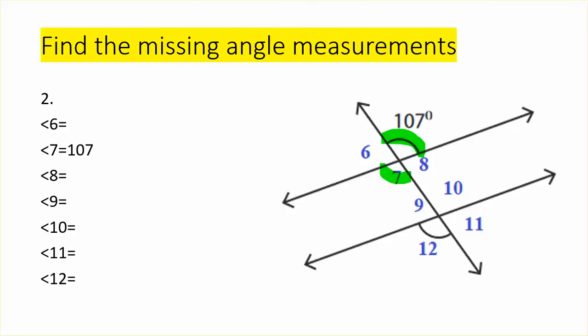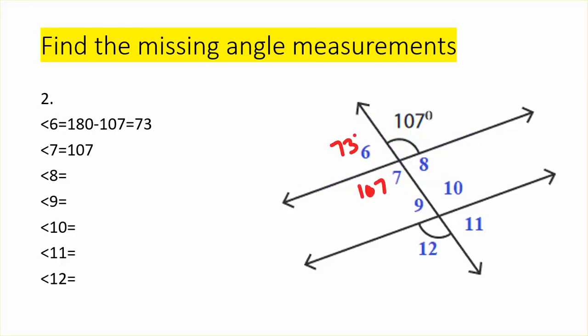Even if I don't use the new formulas, I can find the measure of angle 6. Angle 6 forms a linear pair with the 107-degree angle. Notice that they're adjacent angles, and their bottoms make the straight angle, or that straight line. So that means they have to add together to equal 180. So angle 6 is going to be 180 minus 107, which is 73.